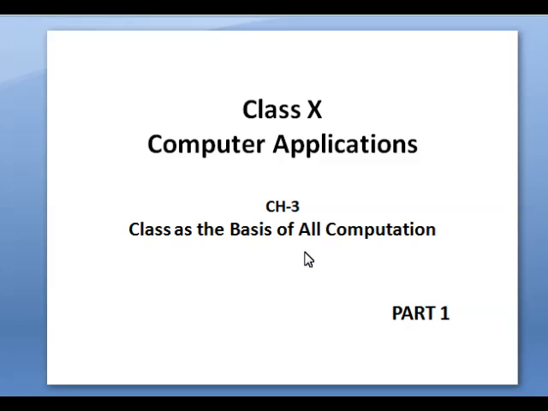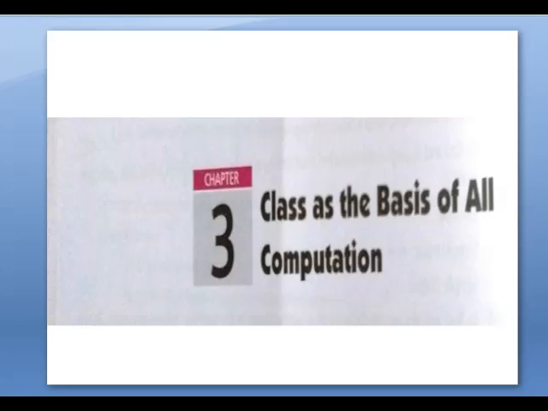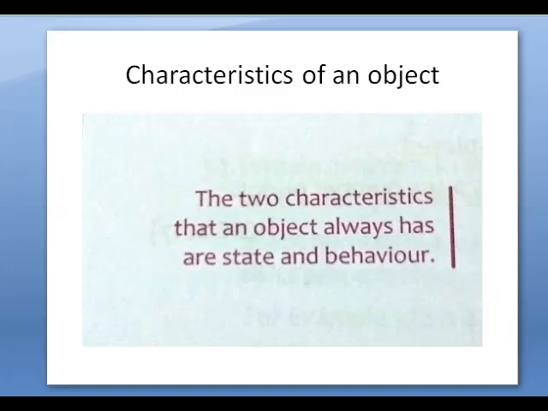Students, in this chapter we are going to study about class as the basis of all computations. So this is the repeated chapter about the class and the object. First of all we are going to see the characteristics of an object. The two characteristics that an object always has are state and behavior.